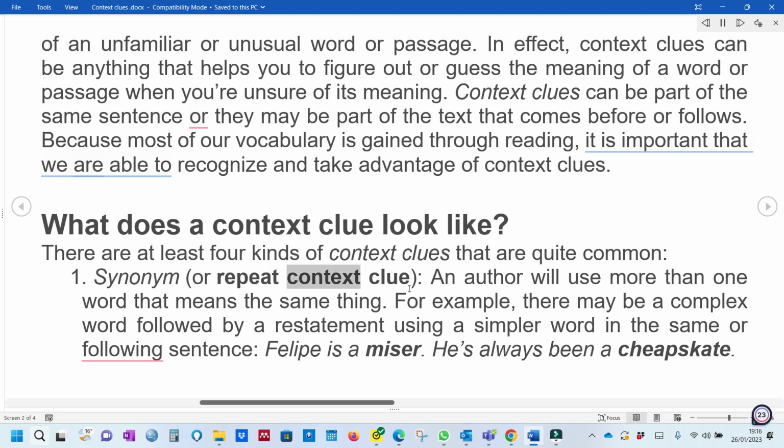Synonym, or repeat context clue. An author will use more than one word that means the same thing. For example, there may be a complex word followed by a restatement using a simpler word in the same or following sentence. Felipe is a miser. He's always been a cheapskate.